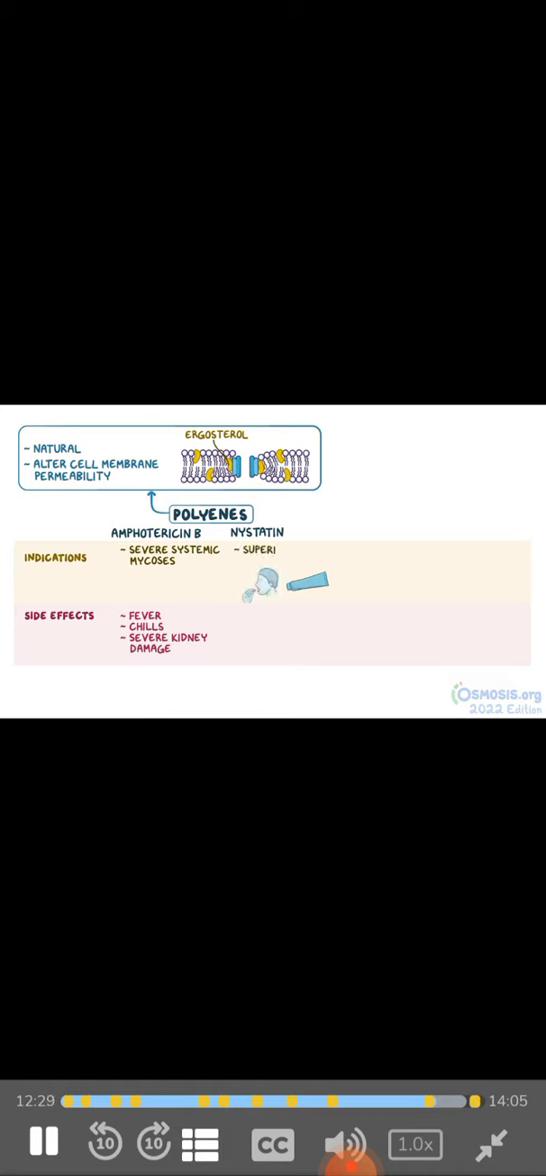Alright, as a quick recap. Polyenes are natural antifungal medications that alter cell membrane permeability by binding to ergosterol and thus causing the formation of artificial pores. They can be split into amphotericin B and nystatin. Amphotericin B is used mostly in the treatment of severe systemic mycoses, but can also cause fever, chills, and severe kidney damage. Nystatin is used both topically and orally in the treatment of superficial and GI candida infections, and can cause gastrointestinal disturbances and hypersensitivity reactions.